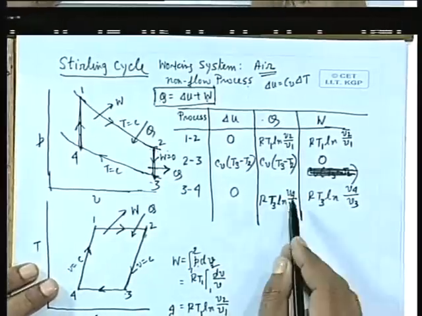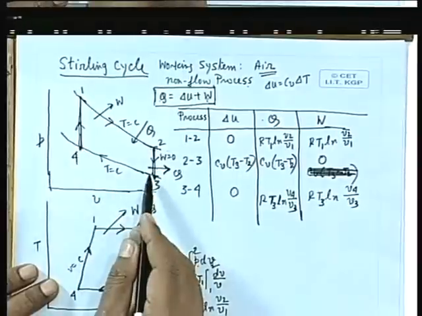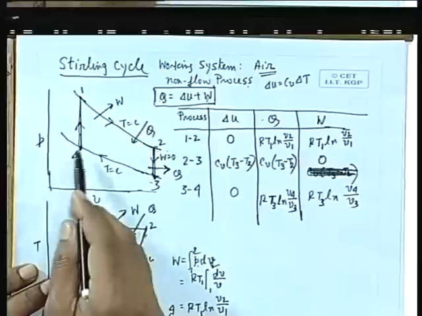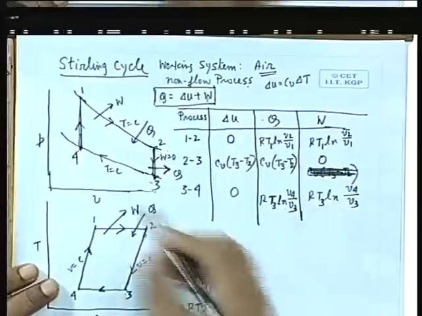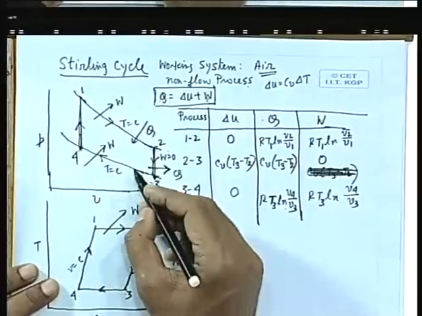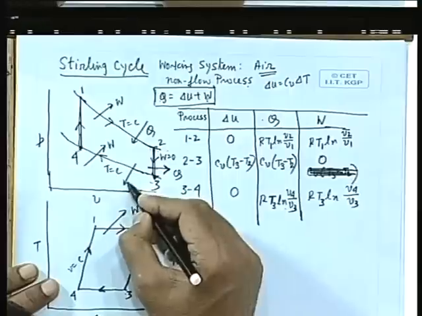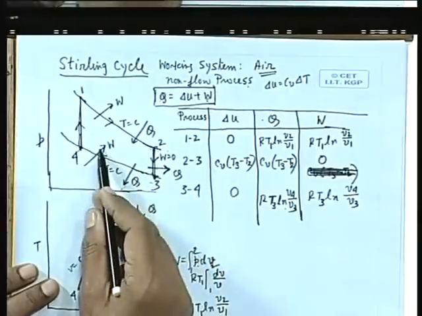So now you see V4 is less than V3, which means this is negative. So Q is negative and W is negative. W negative means work is being done on the system, and Q negative means what? Q is coming out. So in this process heat is coming out and work is being given.